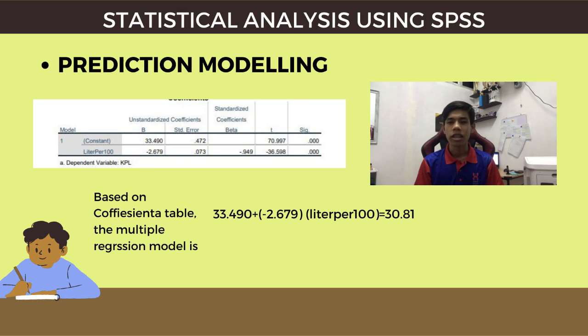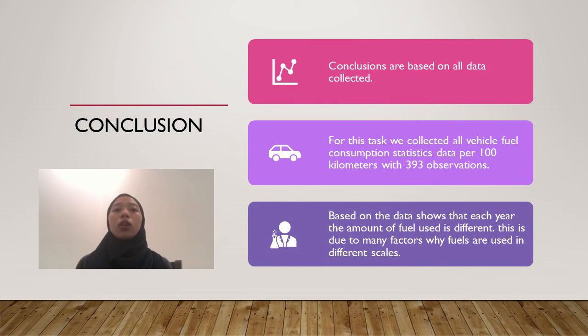For the conclusion, we have concluded based on all data collected. For this study, we collected fuel consumption statistic data per 100 km with 393 observations. Based on the data, it shows that each year the amount of fuel used is different. This is due to many factors, while fuel is used in different scales.